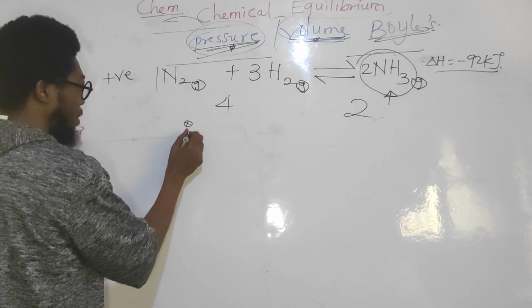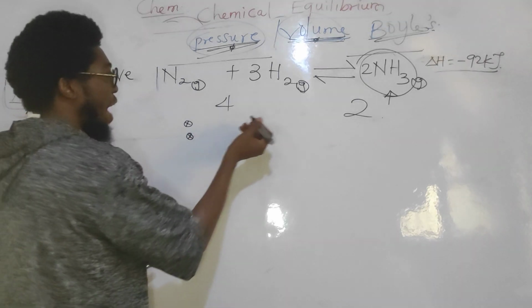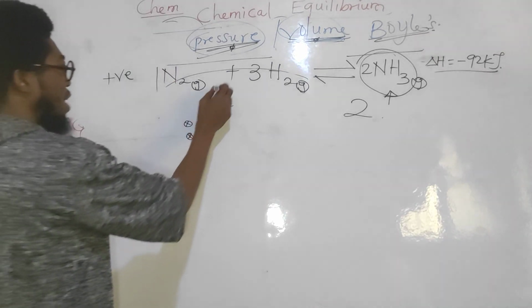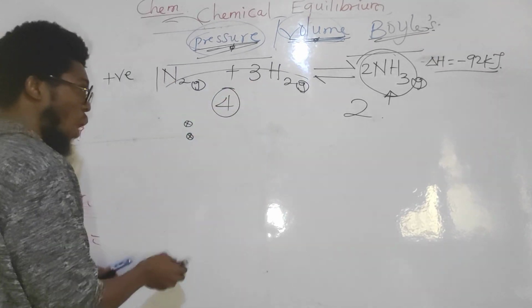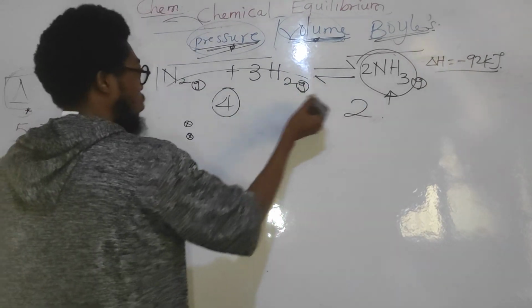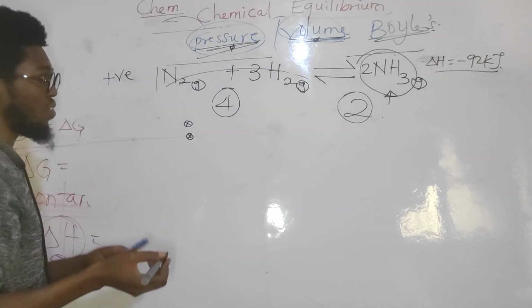So now option B, the pressure decreases. If I reduce pressure, this side will be favored, because a side with a large number of gas molecules favors lower pressure, and a side with a small number favors higher pressure. So option B is also wrong because of that pressure.